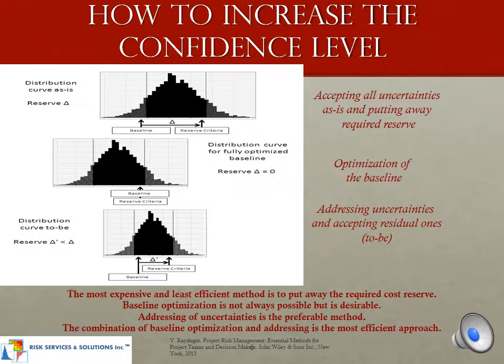How to increase the confidence level. We begin by accepting all uncertainties as is and putting away required reserve. Number 2, we do an optimization of the baseline. And then finally, number 3, we're addressing the uncertainties and accepting residual ones, which would be the 2B.